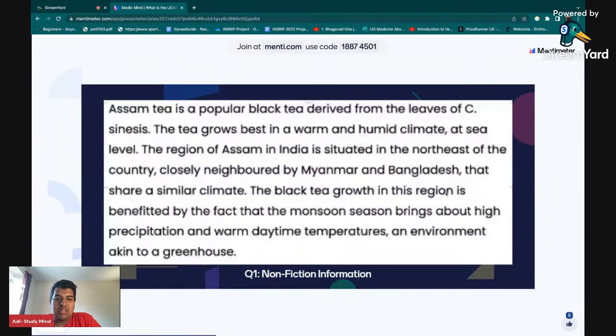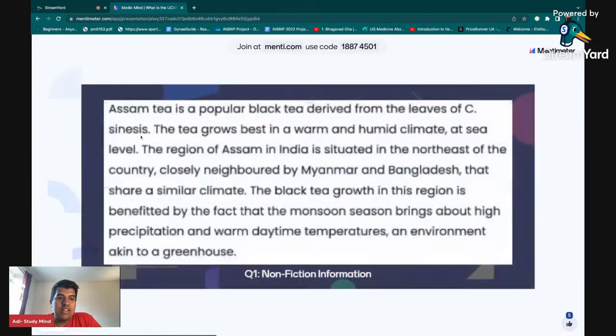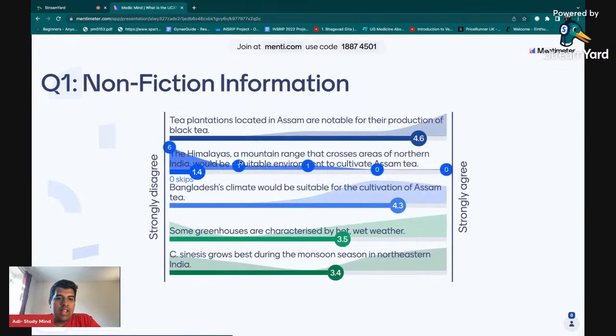The black tea growth in this region is benefited by the fact that the monsoon season brings about high precipitation and warm daytime temperatures, an environment akin to a greenhouse. So yeah, tea plantations are notable because it does say that Assam tea is a popular black tea. So synonyms, that's a safe assumption to make. Well done. The Himalayas, a mountain range that causes areas, would be a suitable environment to cultivate Assam tea.